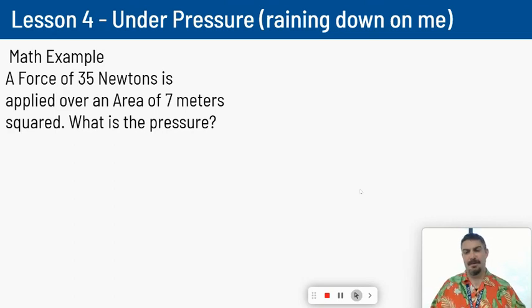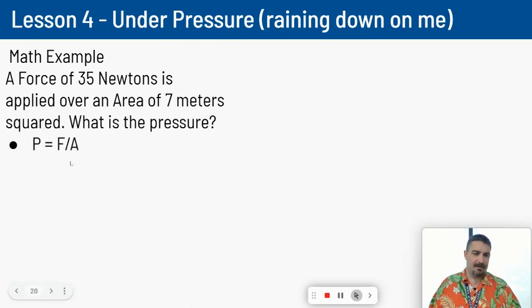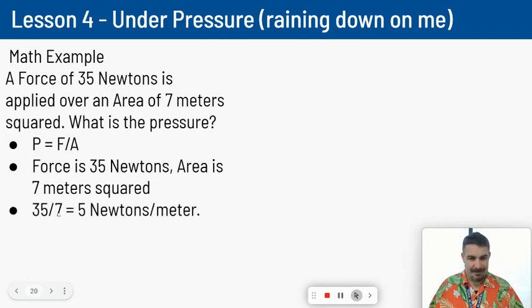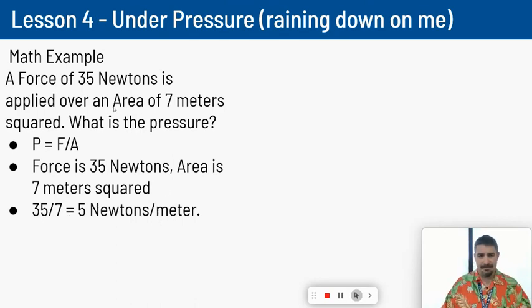A force of 35 newtons is applied over an area of 7 meters squared. What's the pressure? Okay, and area is squared because you're multiplying two things together. So P equals F divided by A. If the force F is 35 newtons, and area A is 7 meters squared, 35 divided by 7 equals 5 newtons per meter squared. Basically, the idea being that those 35 newtons got spread across the 7 square meters. So there's 5 newtons per square meter.